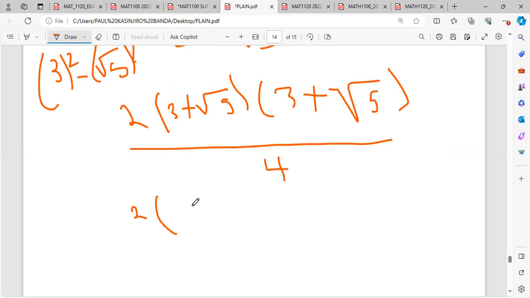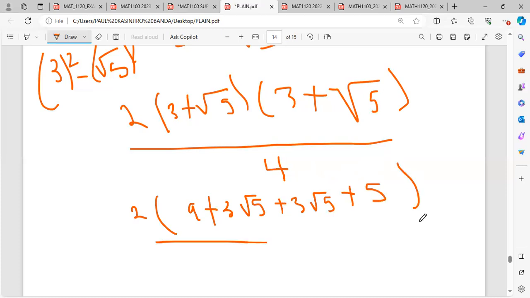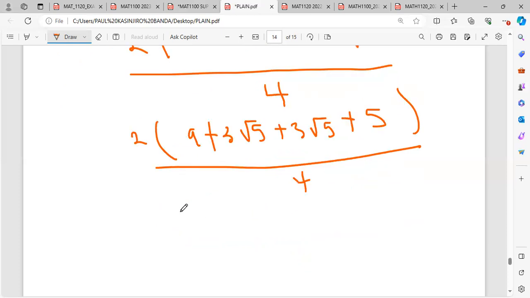So 3 by 3 is just 9. 3 by root of 5 is 3 root of 5. Root of 5 by 3 is still 3 root of 5. And then root of 5 by root of 5 is just 5. So we have that on top, and then down here we still have our 4. So 2, then on top there, we put like terms together.